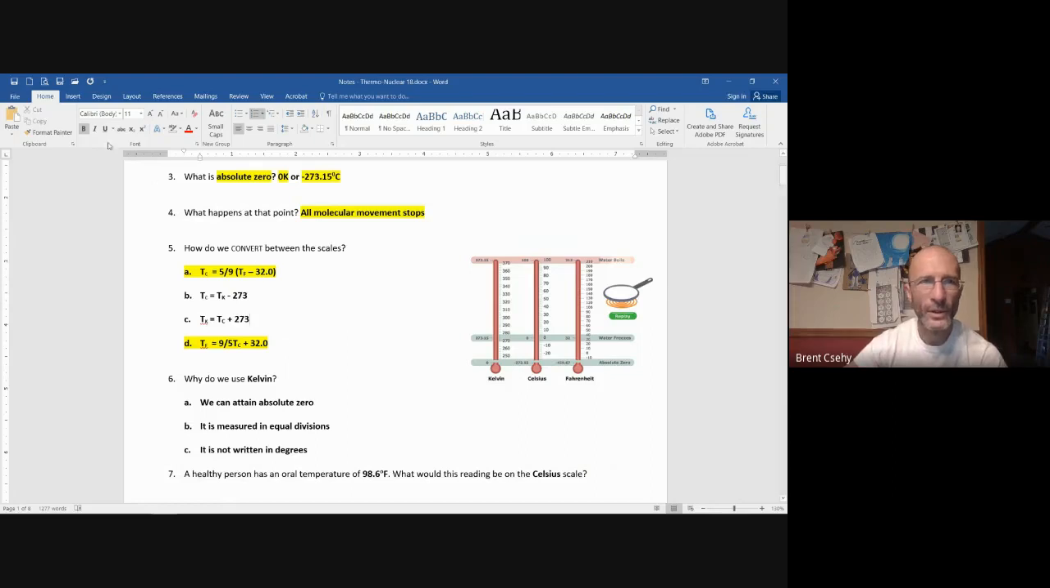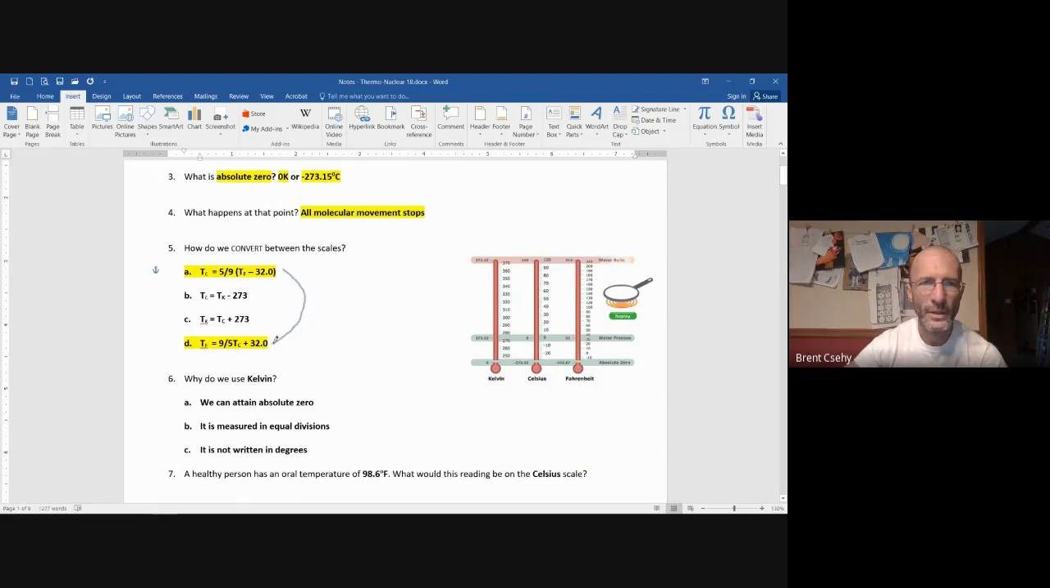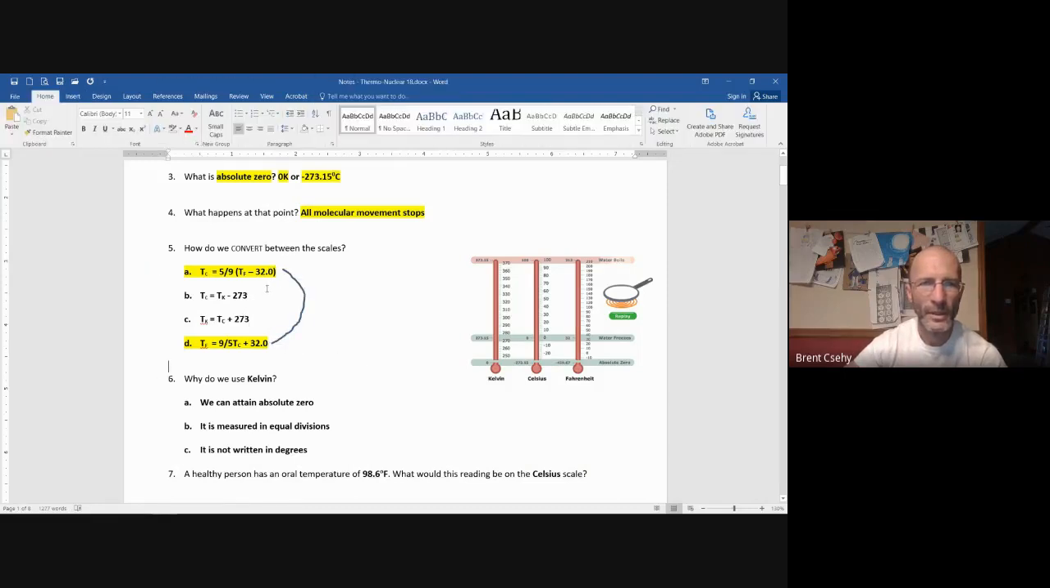I know you've missed my drawings. These look really familiar or similar, but please notice the difference. One is TC, one is TF. This one is TC equals 5/9 parentheses TF minus 32, so you would do what's in the parentheses first, then multiply it times 5/9. Here, you just go straight in order: TF equals 9/5 times TC plus 32. So again, remember your PEMDAS. Do the parentheses, then multiply times 5/9.